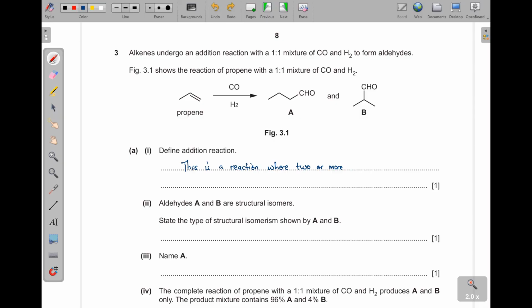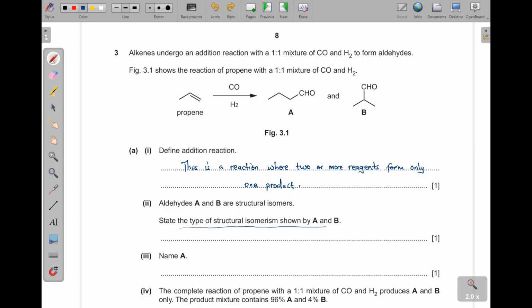Actually, let me just put reagents, because you can have an element reacting, and an element is not a compound. So 2 or more reagents or substances form only one product. So only one product is very, very important. Okay? That is that.